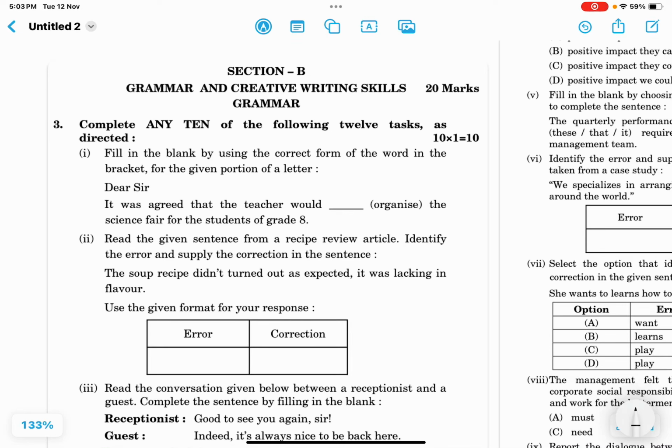Hello dear students, once again I'm back with the same sample paper, but today we are going to solve the grammar section. We shall learn the rules of grammar, we shall have a revision of reported speech, subject verb agreement and every topic of grammar.